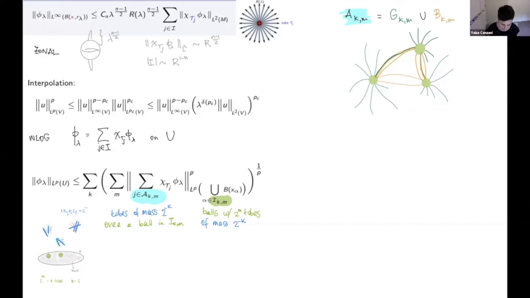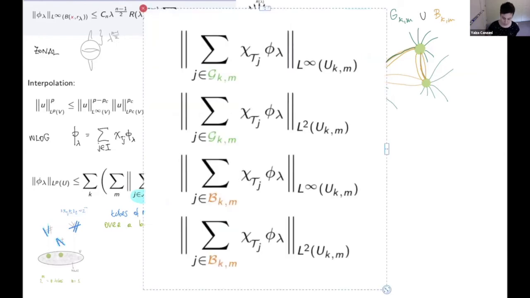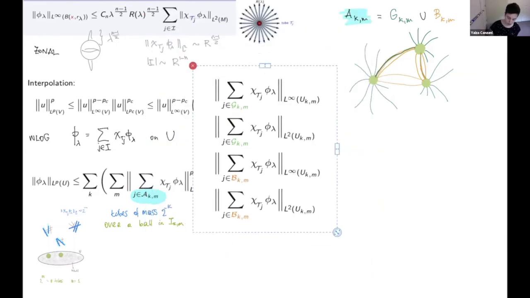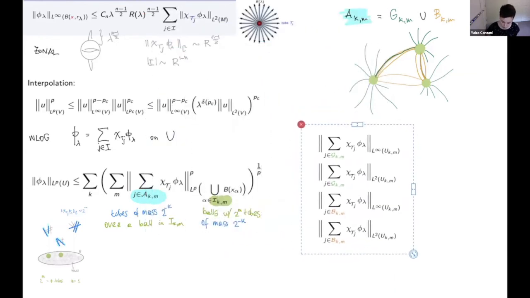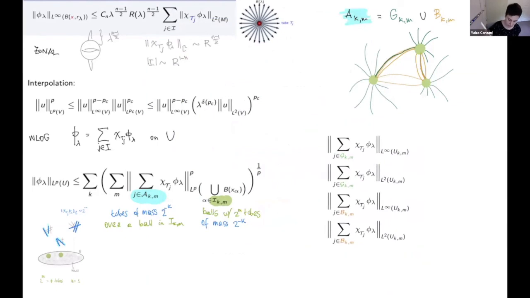So now we are approaching the end. What you do now that you split everything into good tubes and bad tubes is to control the pieces of your eigenfunctions that you are looking into. And what you want to do is to control the L-infinity norms and the L2 norms. So let me now stop for a sec and guide you through what we do.